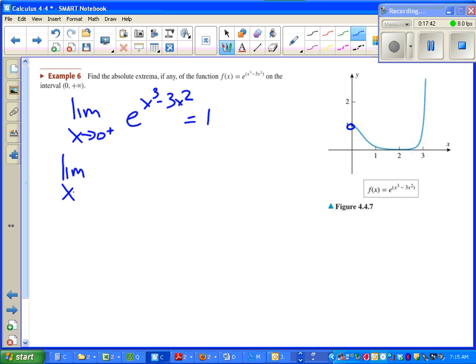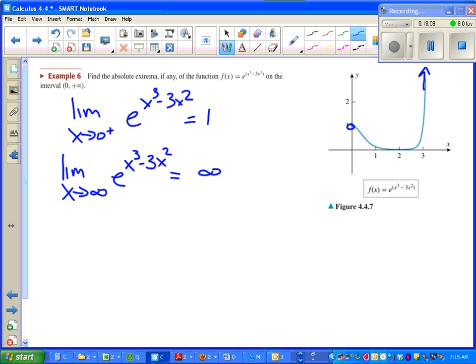I should also find out what's happening as x gets really, really big. And by inspection, we can tell real fast this is going to get to be a huge number, e to the infinity minus infinity, but the x cubed infinity wins, so this is really e to the infinity, which is infinity. It means it gets bigger forever. And we can see that on our graph too.